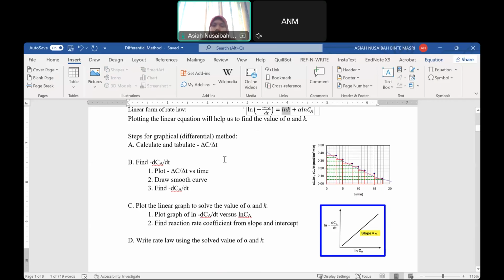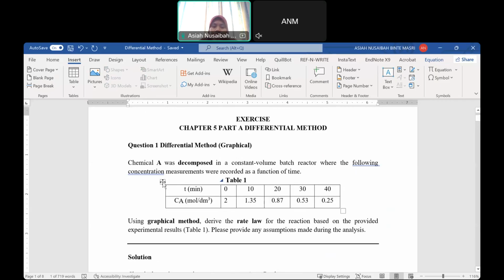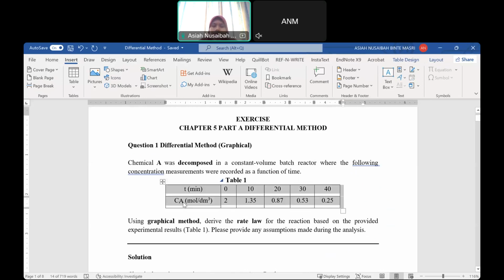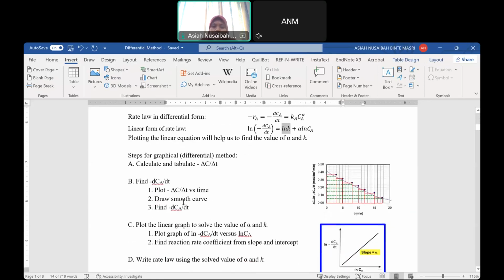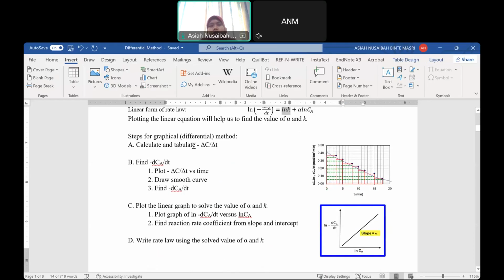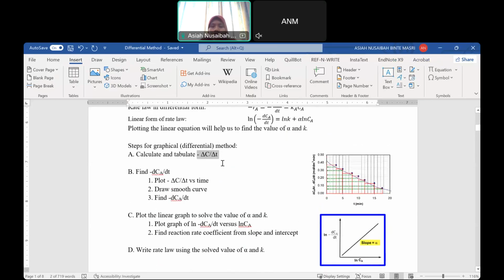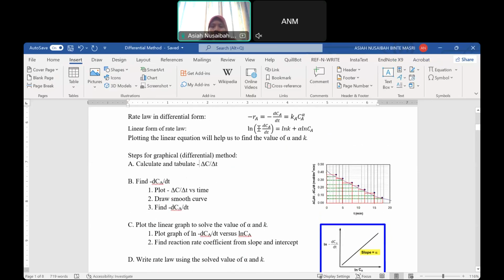Okay, remember back I have explained in the previous video, the steps for graphical differential method. What do we do? Since we already get the tabulated data of time and also concentration, what we need to do is we have to convert those values into minus changes of concentration over changes of time. Why minus? Because later on we have to plot ln of minus dC_A over dt. So the minus should be there. So once we calculate and tabulate minus changes of concentration over changes of time, the second step is to find minus dC_A over dt.